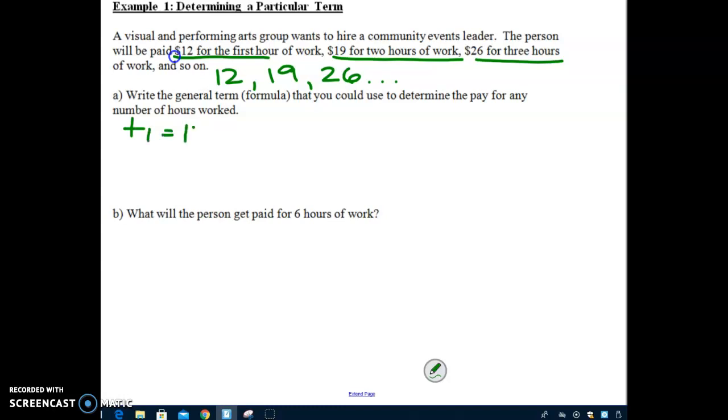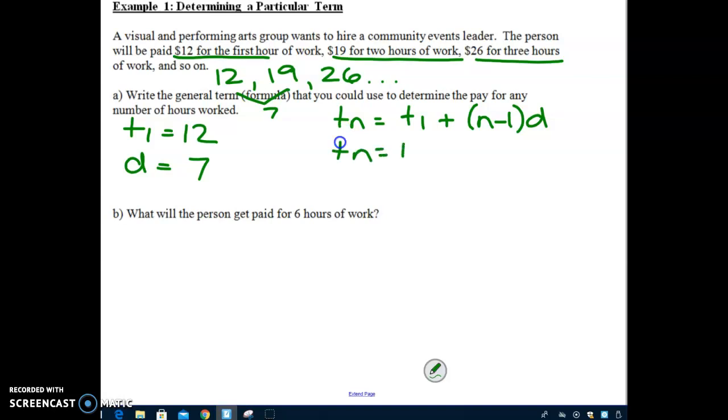So we're going to write that T1 is 12. We know that. The common difference is, again, what we're increasing by each time. So if you look at the difference between 12 and 19, the common difference is 7. So what we should be able to do then is make the general term using that equation that we had before. So if we plug in the things we know, T1 is 12, and we know D is 7, we can actually go through and simplify this so that it looks like a linear equation.